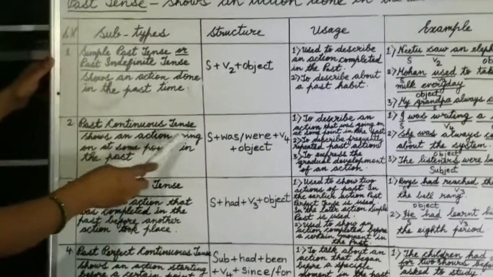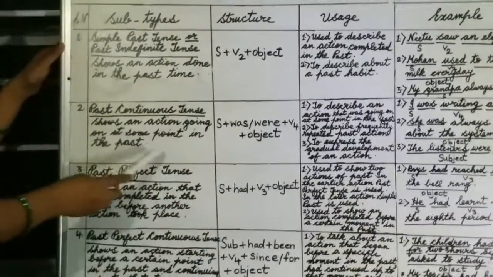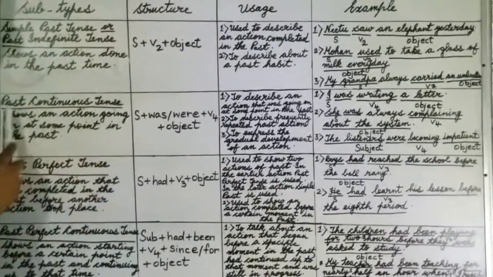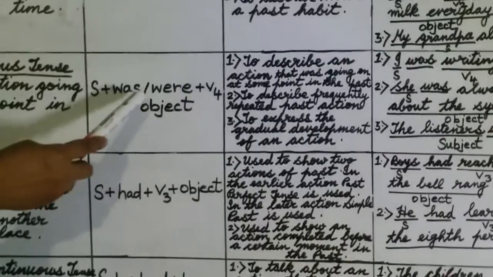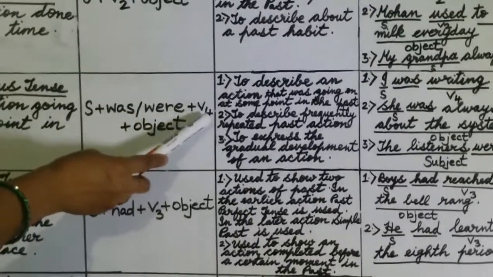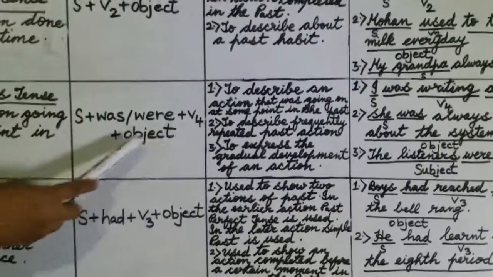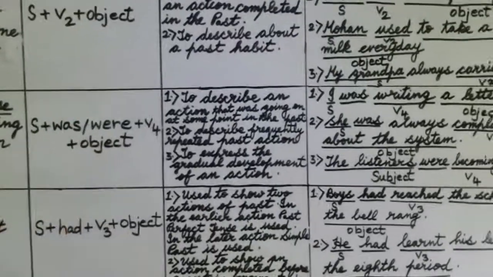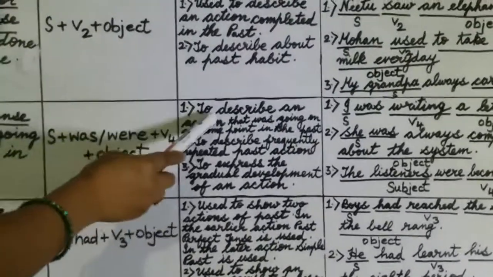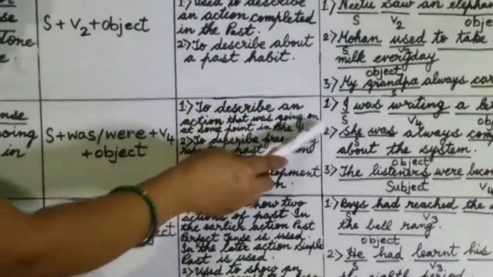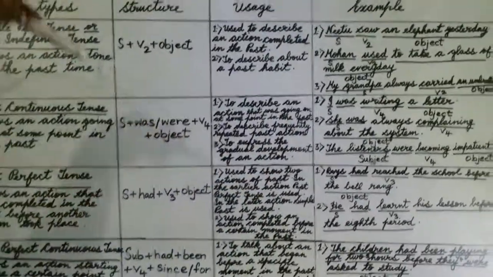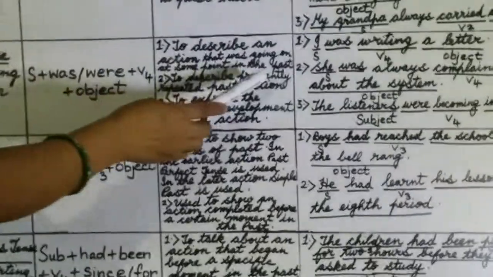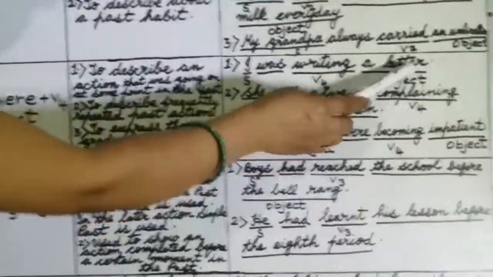It shows an action going on at some point in the past. The structure of past continuous tense is subject plus was or were plus V-ing, fourth form of verb, plus object. Now coming to the usage of past continuous tense. To describe an action that was going on at some point in the past. For example, I was writing a letter.